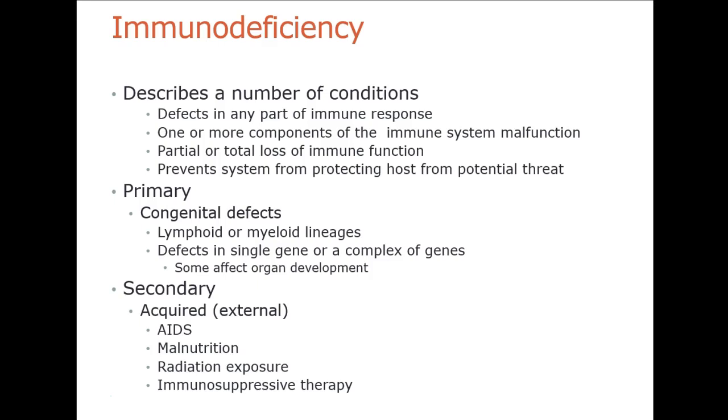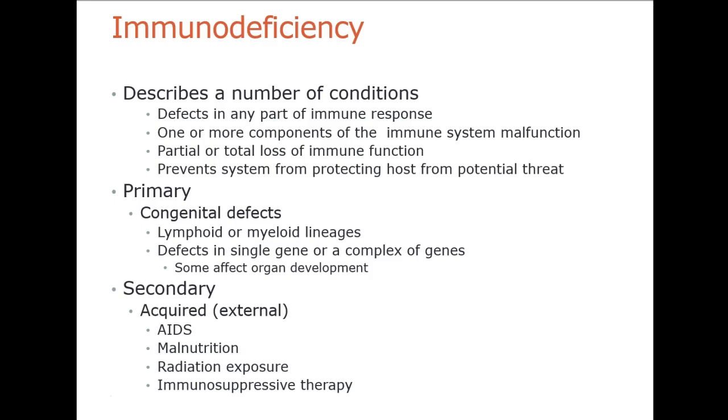We can have primary or secondary. Primary is usually something that you're born with, a congenital defect. It's usually an issue with the lymphoid or myeloid lineages, and a defect in a single gene or a complex of genes can cause problems. There can also be some organ development issues with this as well.